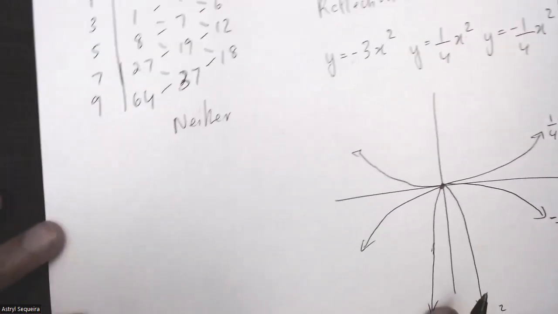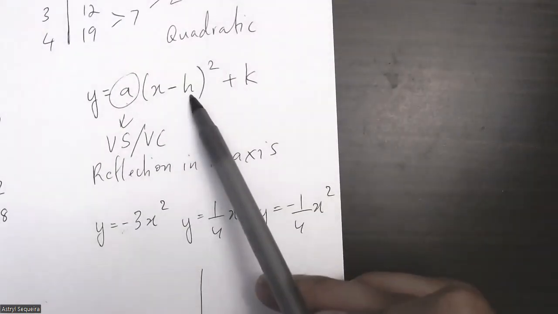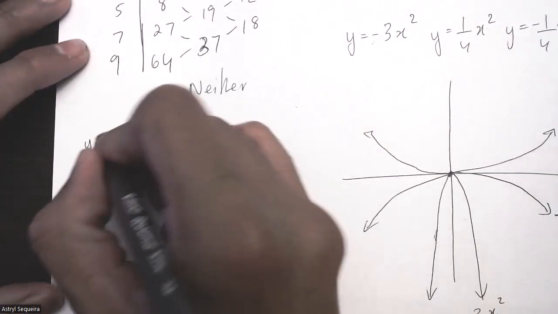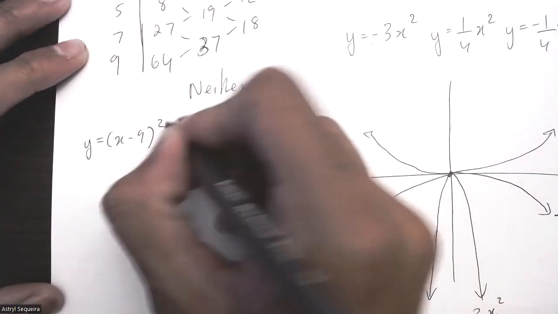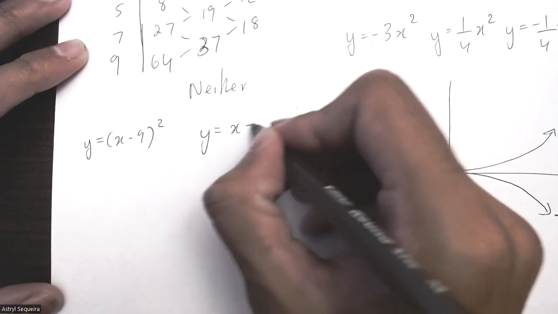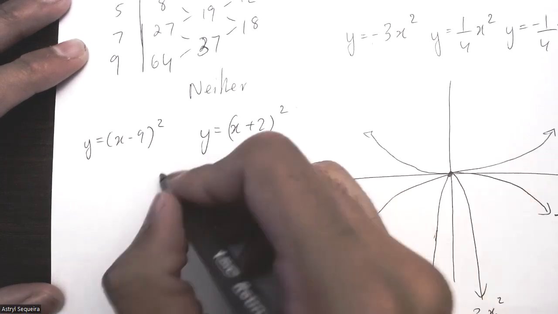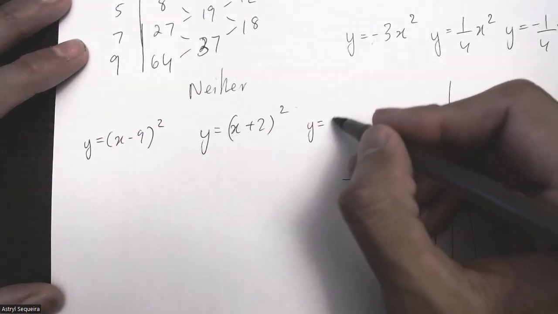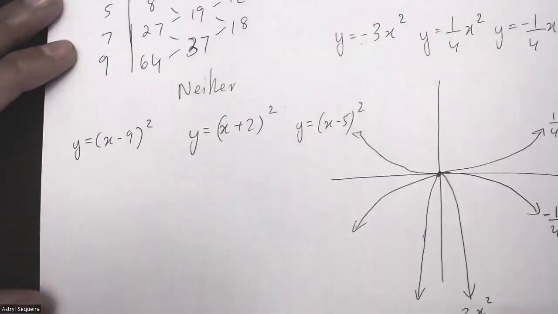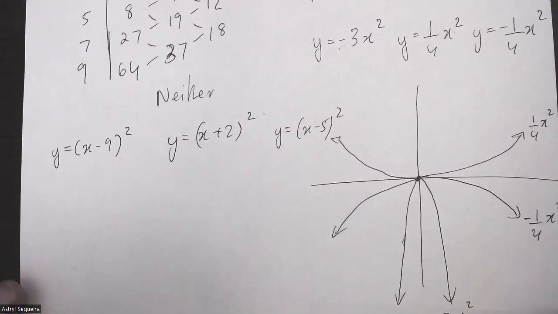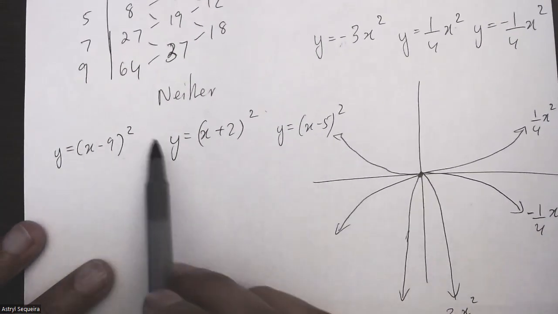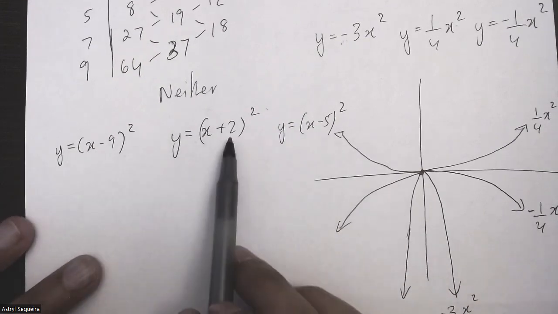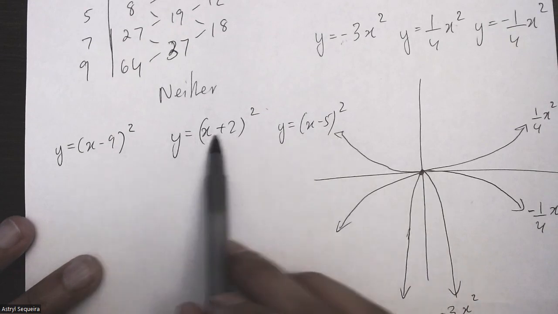The next thing we're going to do is talk about this h value, which is basically a transformation left or right. So I have y equals (x minus 9) squared, y equals (x plus 2) squared, and y equals, right over here, (x minus 5) squared. So I have three graphs. I want to plot them all on the same axis. All these three graphs have the same a value of +1. They're all positive, so they're all opening upwards, and they're shifted left or right. There's a plus or minus inside the bracket.